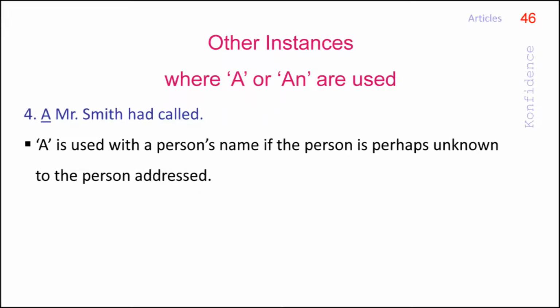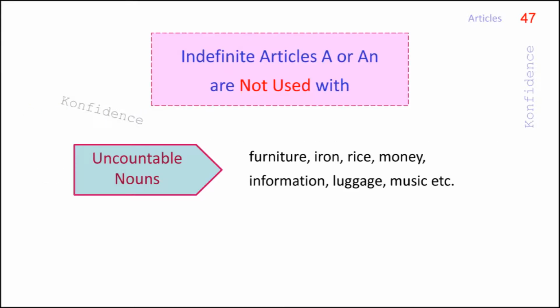Now in the fourth sentence, a is used with a person's name if the person is perhaps unknown to the person addressed. The sentence evidently expresses this fact. Hence, a Mr. Smith.